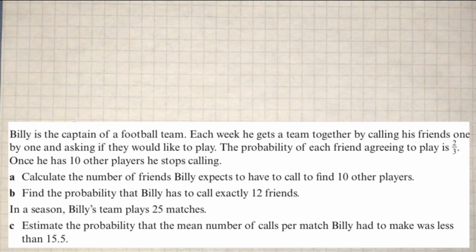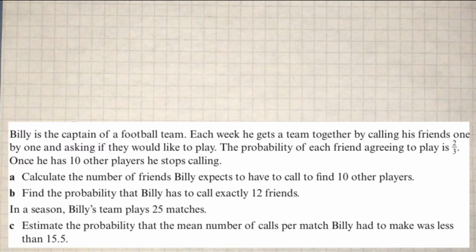So Billy is the football team captain. Every week he calls around trying to make sure he can gather enough of his friends to have a squad to play. The probability that each individual friend agrees to play is 2/3, and he needs to get 10 other players to make a full squad, which is 11 players including himself. So, what distribution are we working with?